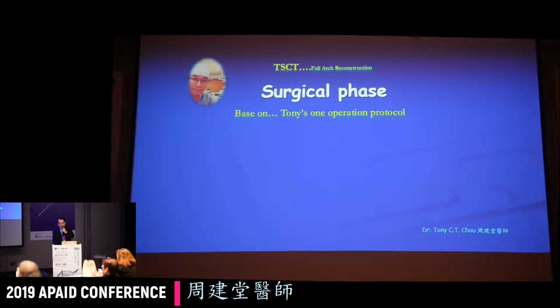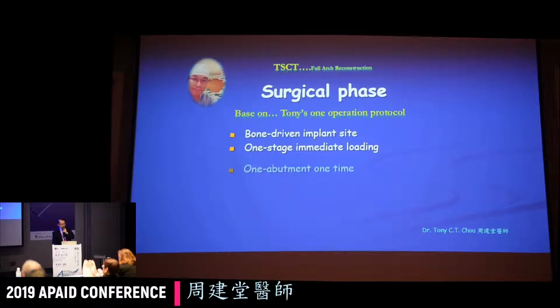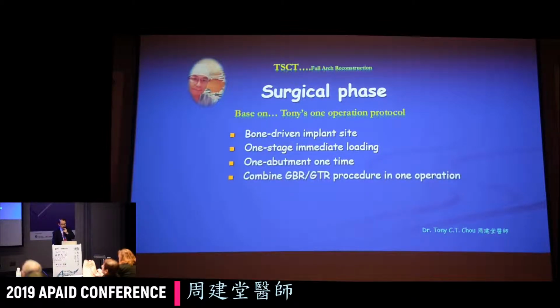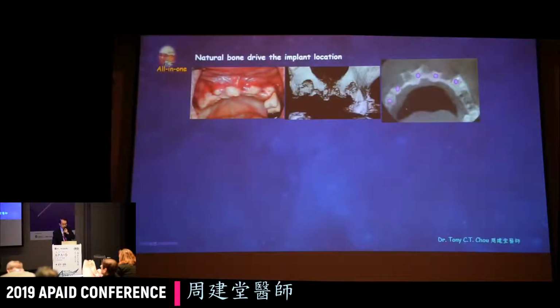Now let's move to today's real subject, full arch reconstruction. First, we go to the surgical phase, which is based on my one operation protocol. Just as I have mentioned above, it includes such essential concepts as bone driving implant site, one stage immediate loading, and one abutment one time, and we combine the use of GBR or GTR procedure in the one operation, and also we use the Tony cap to simplify and facilitate the treatment.